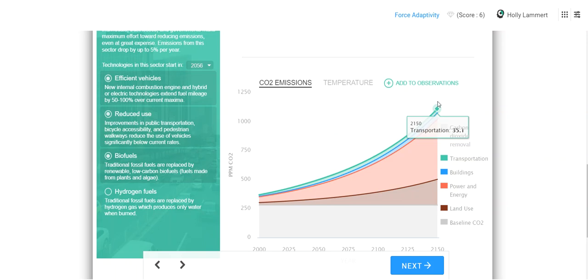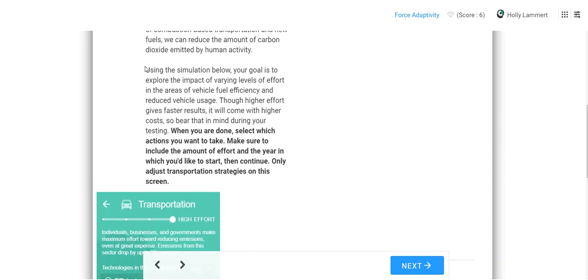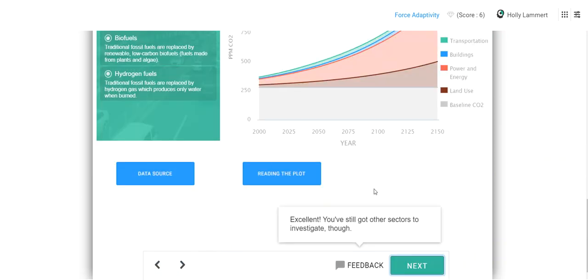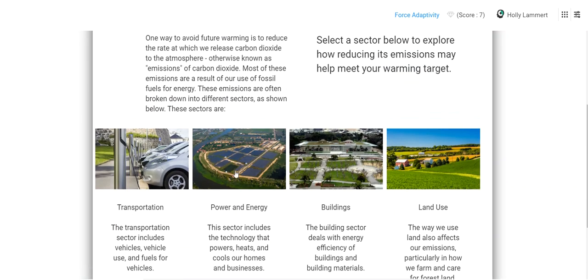Biofuels, using things like biodiesel, like you can actually use the fuel or the oil that comes off your McDonald's fries, you can put that in biodiesel, or use plants and algae to make those fuels. And then hydrogen fuels, which is a type of car that uses hydrogen gas to produce only water when burned. That's really fun. 35.1. The downfall here is you have to transport a bunch of hydrogen gas, which is hard. That's why we haven't maybe switched to that so much. Okay, so we reduced it quite a bit from 129 to 35 by going high effort in all the technology fields. Okay, let's look at power and energy.